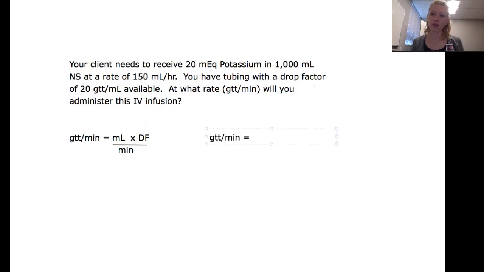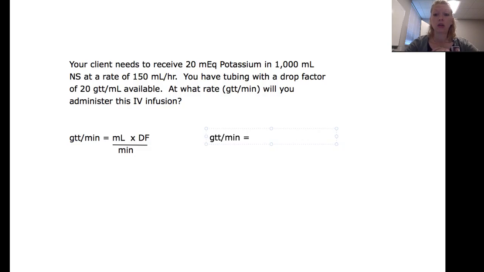So let's look at another example here. It can look a little bit different, the way that the wording is in the problem, so I want you to be prepared. Your client needs to receive 20 milliequivalents of potassium in 1,000 milliliters of normal saline at a rate of 150 milliliters per hour. You have tubing with a drop factor of 20 drops per milliliter available. At what rate in drops per minute will you administer this IV infusion?